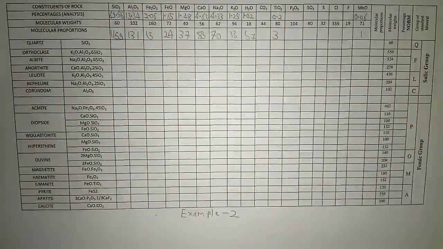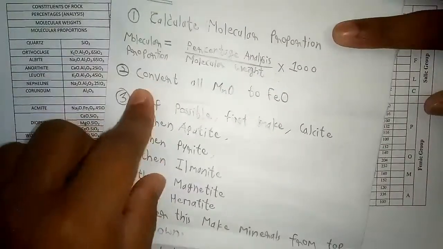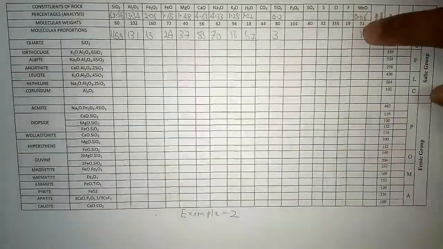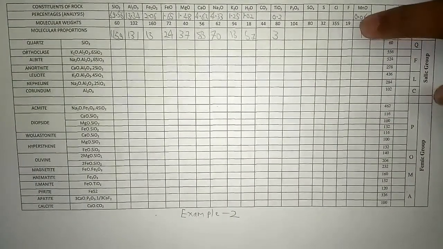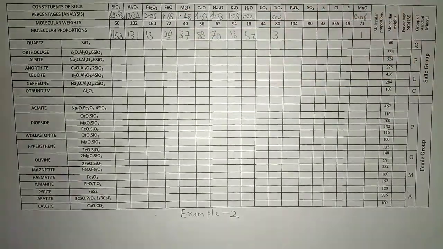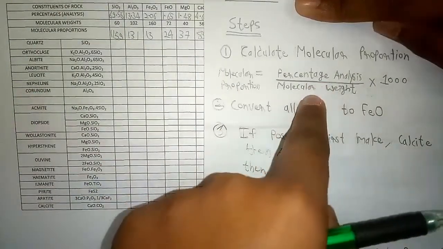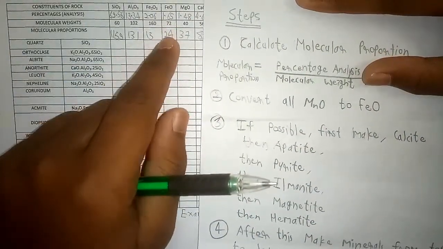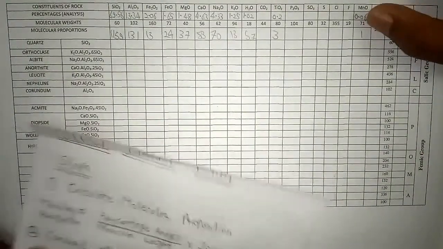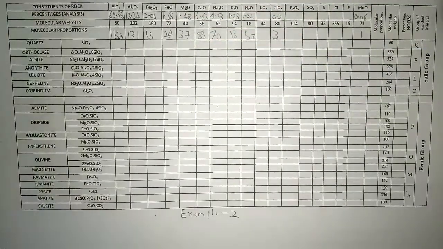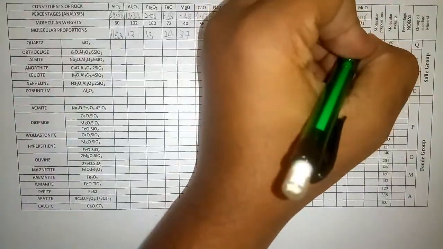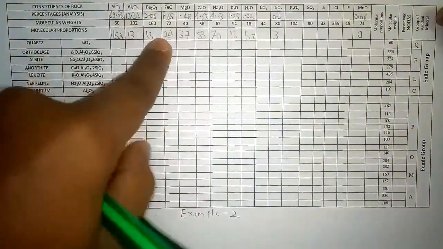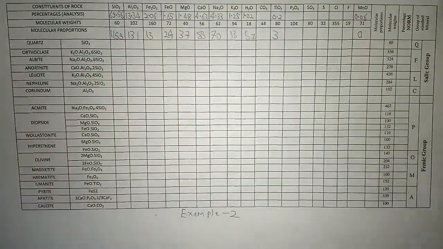Going to the second step, it says convert all MnO to FeO. So whatever the MnO is, you have to convert it to FeO. Initially, when I used this formula, percent analysis upon molecular weight times 1000, the answer was 23.33. Then it said convert all MnO to FeO, so I added this one to the 23, so it is 24 now, and the MnO will be 0. I have already added it here, 23 plus 1, 24.